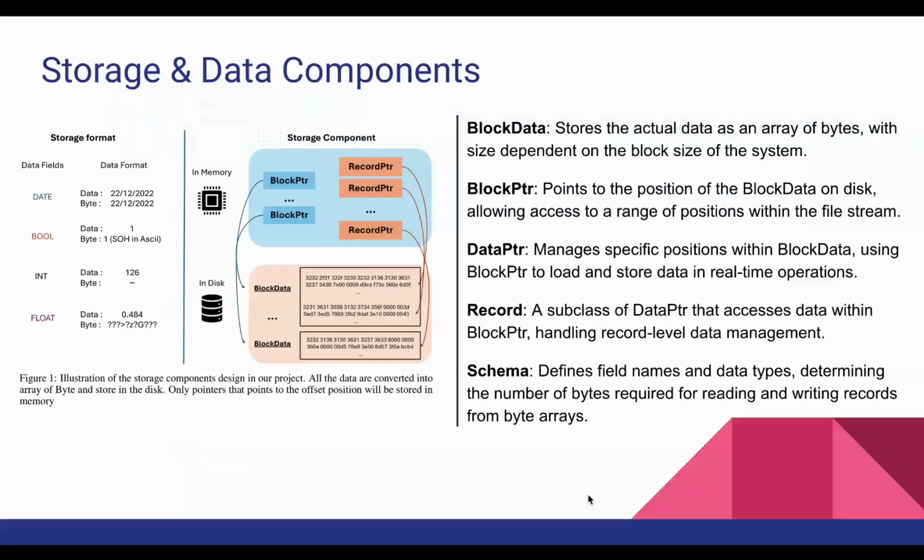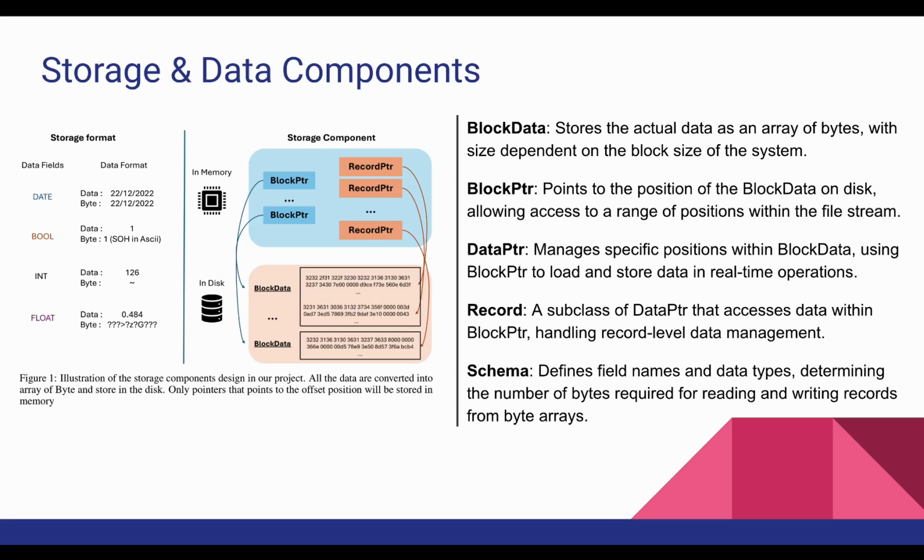In this section, we illustrate the design of our storage components. We begin by listing all the components in our design, followed by a demonstration of how each component interacts with the others. The data components primarily consist of the following objects: a block data, the object that stores actual data; a block pointer, this object points to the position of the block data; a data pointer, this object points to a specific range of position within the block data; a recall is a subclass of the data pointer. It can access a specific range within the block data, but corresponding to the size of the recall.